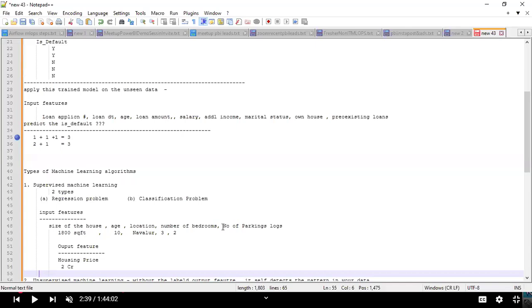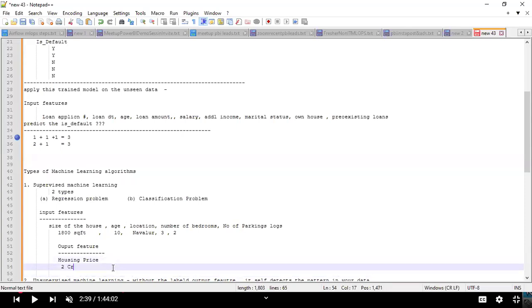So here, by giving all these input features, this is the past data. In the past data, you took it and you trained your model. When you apply the model on unseen data, let's say somebody is asking, hey, I have a 1,600 square feet, 10-year-old house in Navalur, 3-bedroom house, and 2 parking lots are there. What is the expected housing price? I can get it. It says somewhat close to 2 crore.